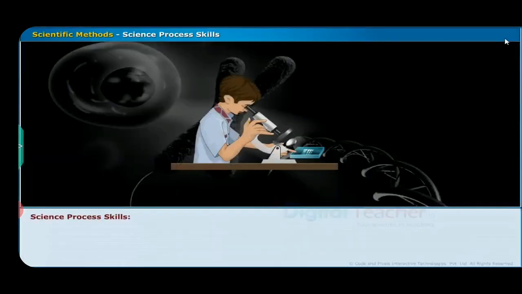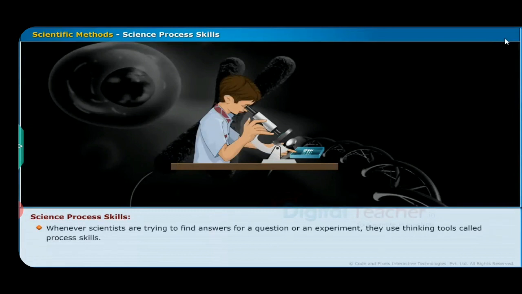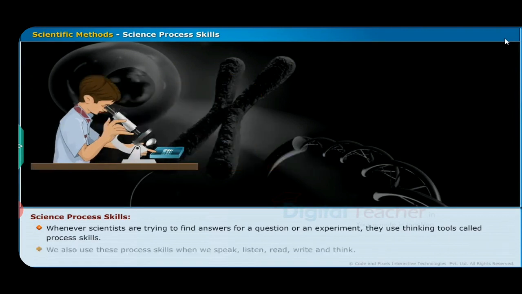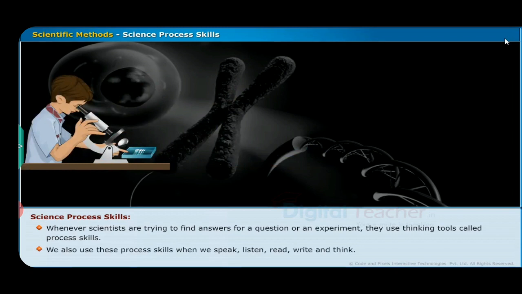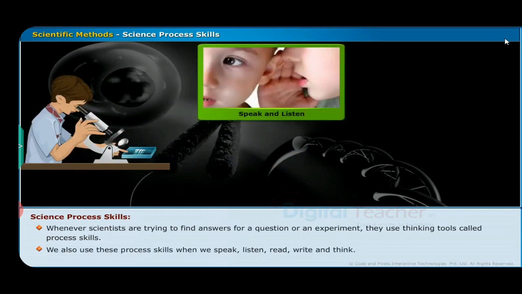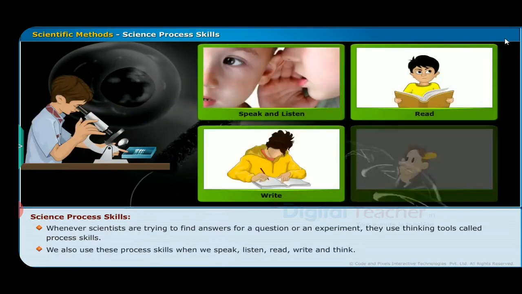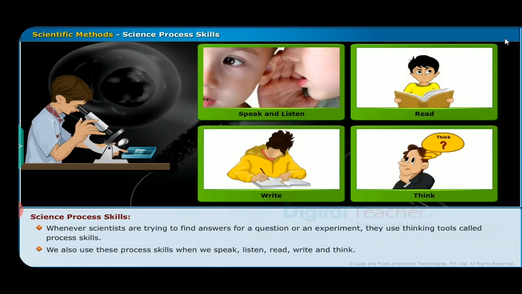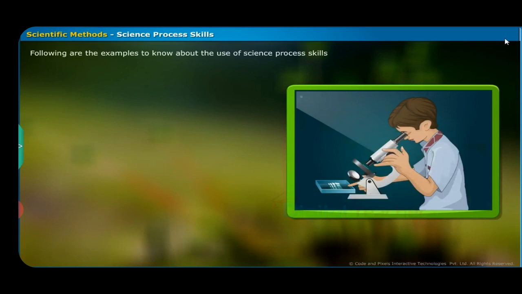Science process skills. Whenever scientists are trying to find answers for a question or an experiment, they use thinking tools called process skills. We also use these process skills when we speak, listen, read, write, and think. Following are the examples to know about the use of science process skills.